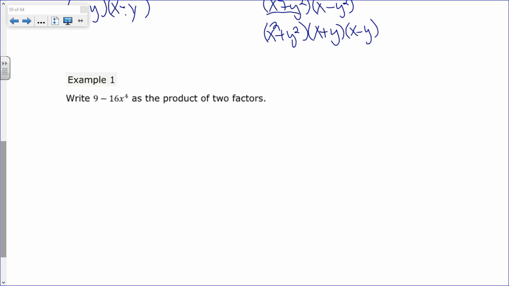So write 9 minus 16x to the fourth as the product of two factors. Well, this is a difference of two perfect squares, and the square root of 9 is 3. And 16x to the fourth is 4x squared. And good twin, bad twin. Notice usually we have our x out in front, but since the x was in the back, we keep it in the back when we factor. And this is not factorable again because 3 is not a perfect square.